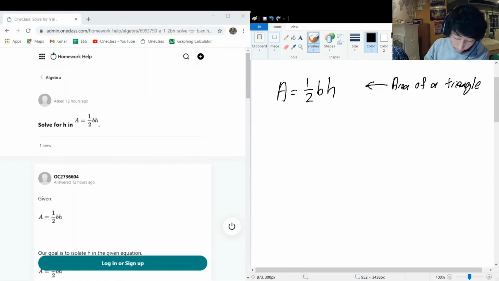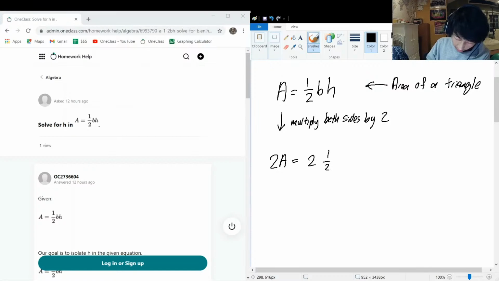Okay, so the first thing that we want to do is multiply both sides by 2. So we'll have 2A is equal to 2 times 1/2 bh. And would you look at that? The 2 up here and the 2 down here, they neutralize each other. So what we're left with is just bh equals 2A.